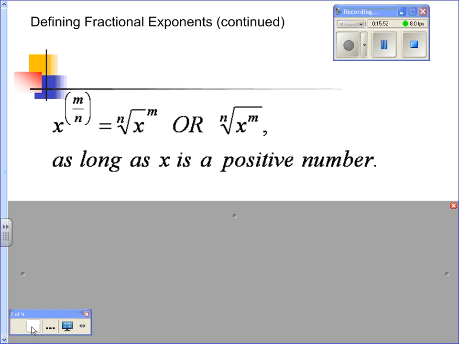So now instead of a 1, what do we have? An M. So the N still goes on the outside, but where did the M go? It's an exponent. You can write it underneath the radical, like x to the M, or you can say the nth root of x, all of that raised to the M. Either one. You'll get the same thing either way. They mean the exact same thing.